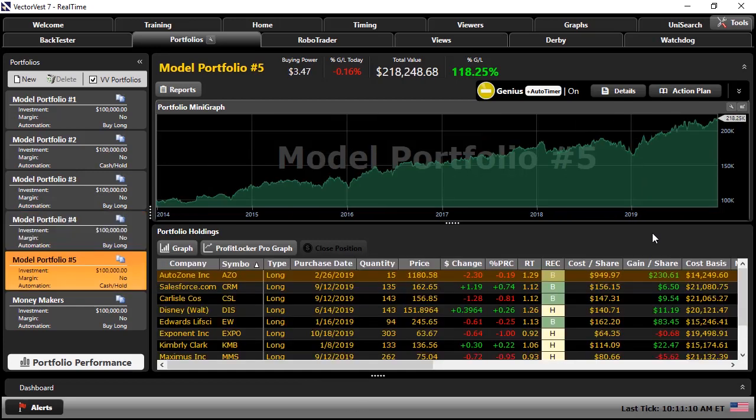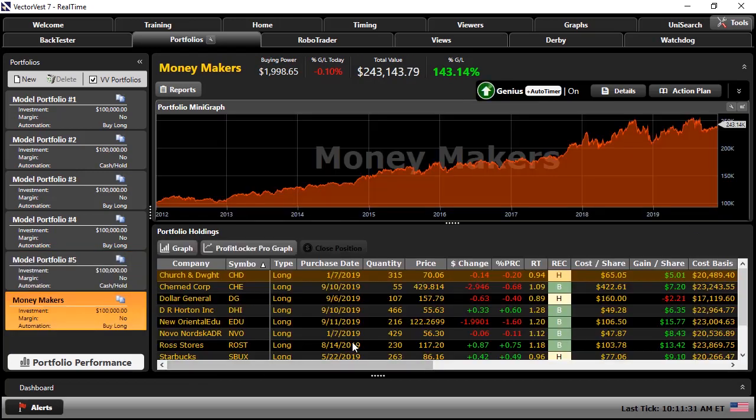Model portfolio number 5 pulled back like the other portfolios but has really advanced nicely this year. Probably the best advance of the portfolios we've seen so far, and it continues to appreciate. And finally, the Moneymakers portfolio, up nicely off its lows, had a little bit of volatility here late summer, but has resumed its uptrend after the pullback.